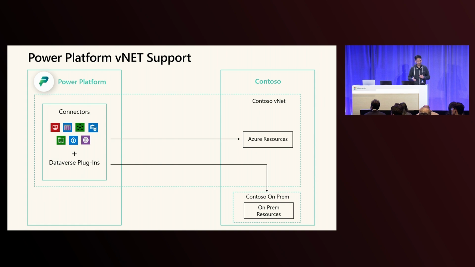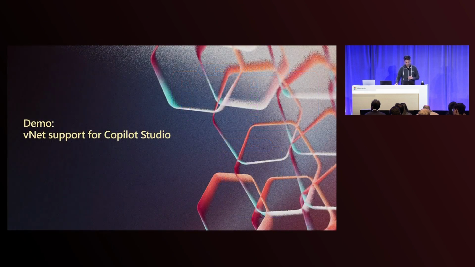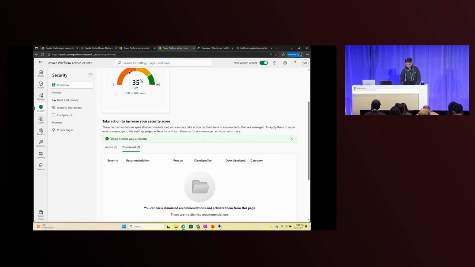Right now, we have support for 8 connectors that you see here on the screen. We are currently announcing a preview of support for additional connectors, like the ability to connect to Application Insights, to make HTTP calls to Key Vault from MCS itself. So that is definitely a new capability that we have coming up. So to show how that works, let me drive forward here. Let me dive back to the demo screen.